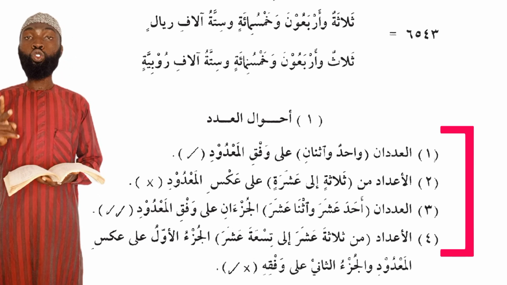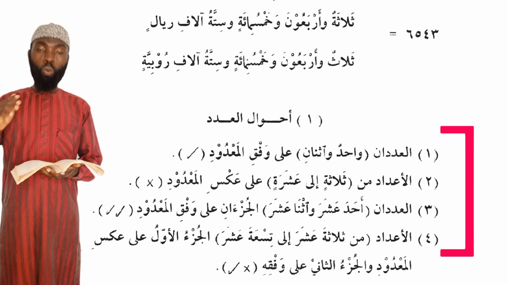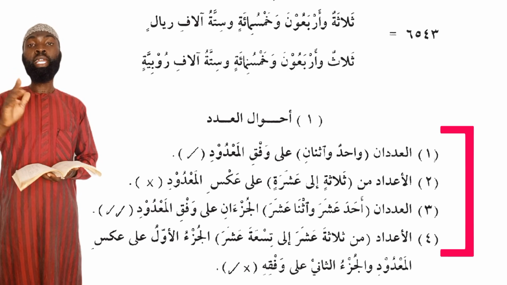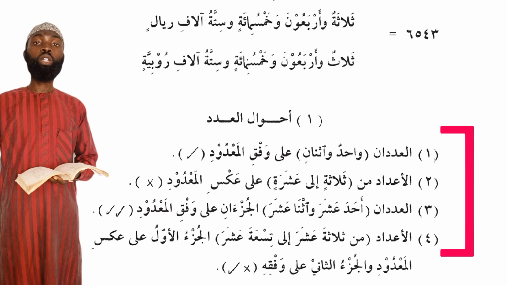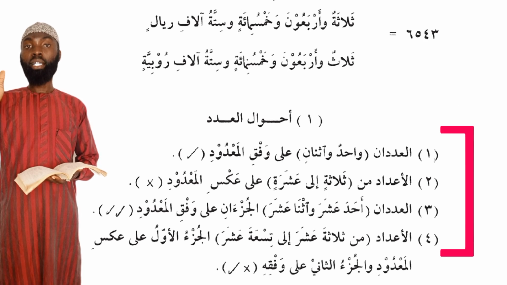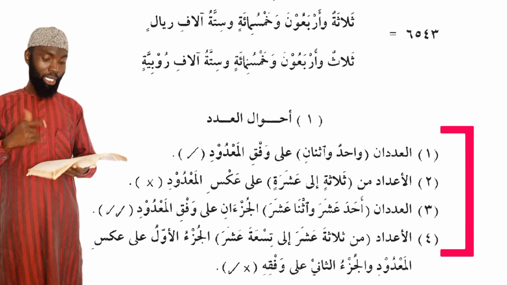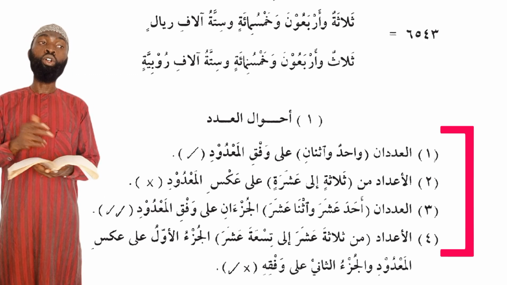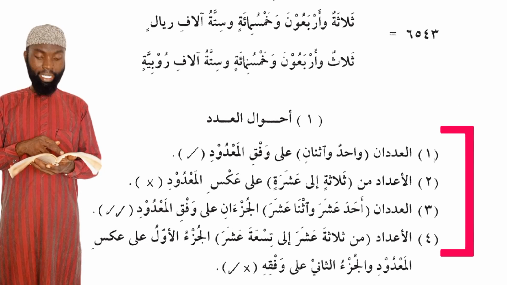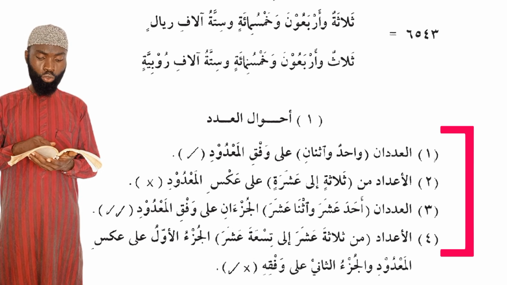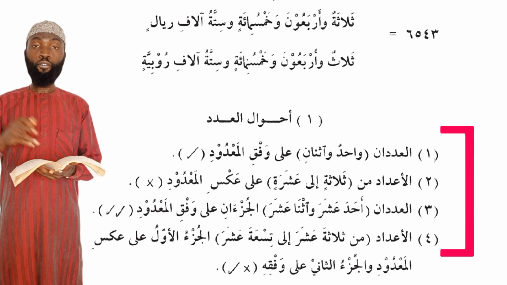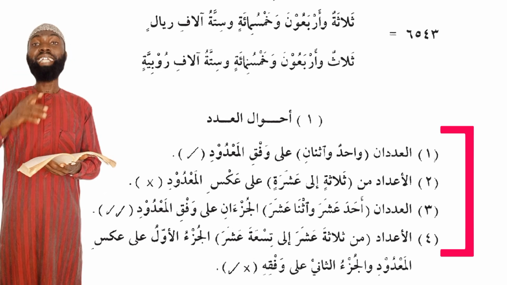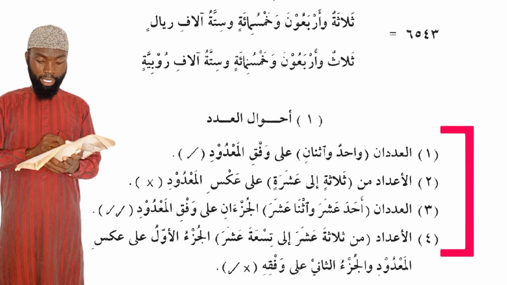Number 3, we have the two words ahada ashara, wathna ashara, 11 and 12, al-juz'ani ala wafqil ma'dud. The two parts must go in line with what is being counted. Ahada ashara kawkaban, ihda ashrata hakibatan, MashaAllah. The fourth rule says al-adad min thalatha ashara ila tis'ata ashara, numbers from 13 to 19. Al-juz al-awwal aksil ma'dud wal-juz al-thani ala wafqihi. The first part of it, which is thalatha or arba, must go against what is being counted, and the second part must go in line with what is being counted.